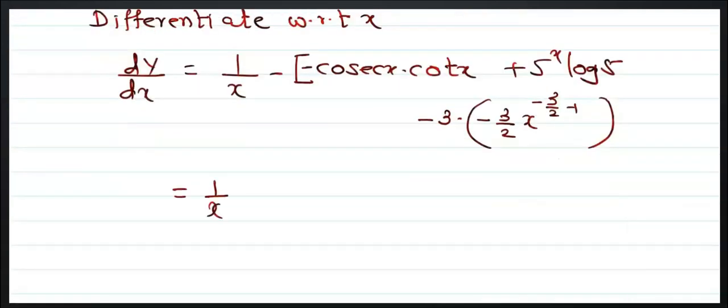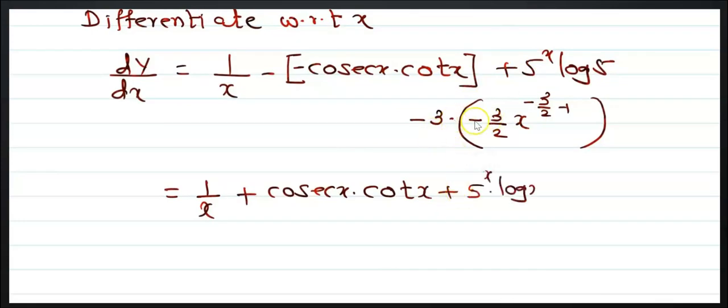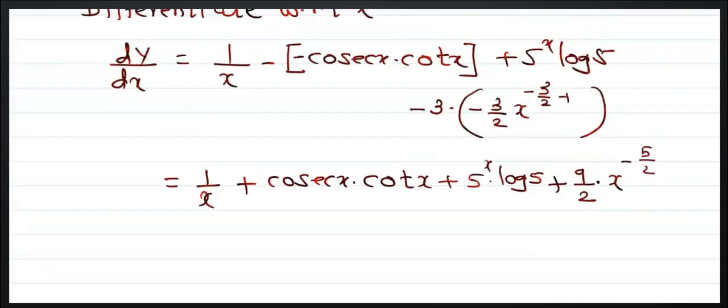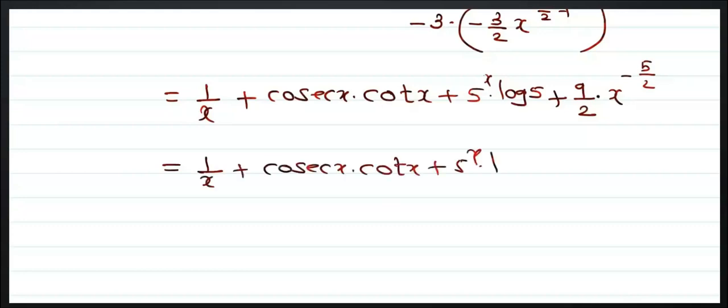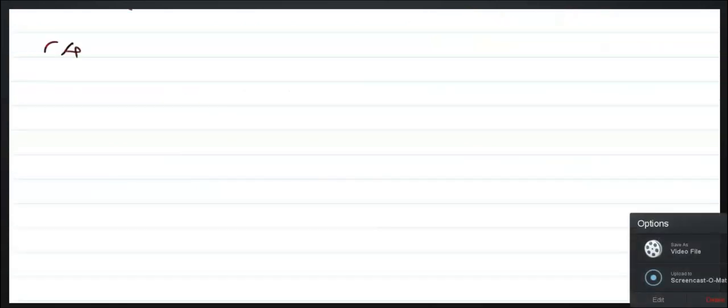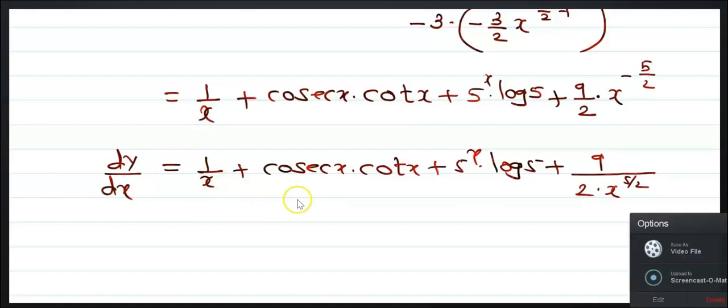Now see this here, 1 upon x, minus minus will become plus, 5 raised to x log of 5. Again this minus minus will become plus, x raised to minus 5 by 2. 1 upon x plus cosec x into cot x, 5 raised to x log of 5, plus 9 upon 2 x raised to 5 by 2, and therefore this is the dy by dx. Therefore dy by dx is equal to 1 upon x plus cosec x into cot x, 5 raised to x log of 5 plus 9 upon 2 into x raised to 5 by 2.